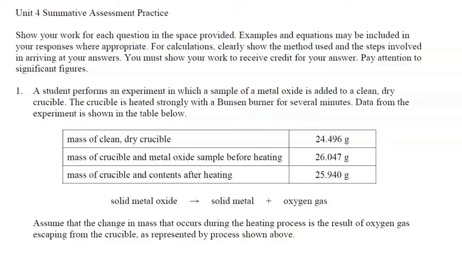Number 1, a student performs an experiment in which a sample of a metal oxide is added to a clean, dry crucible. The crucible is heated strongly with a Bunsen burner for several minutes. Data from the experiment is shown in the table below. Assume that the change in mass that occurs during the heating process is the result of oxygen gas escaping from the crucible as represented by the process shown above.